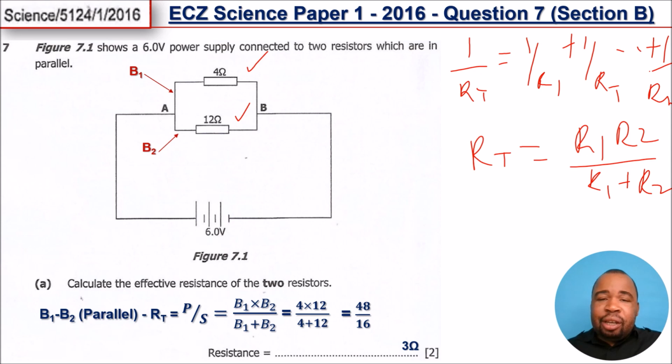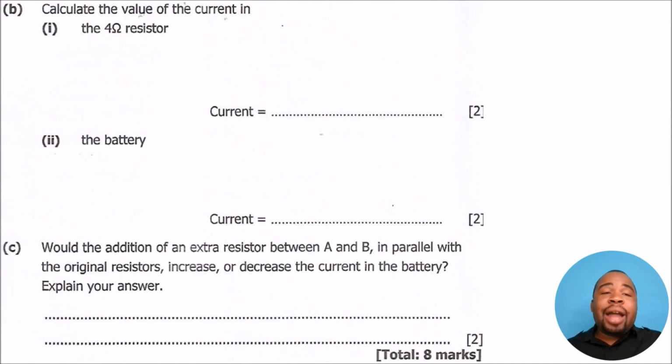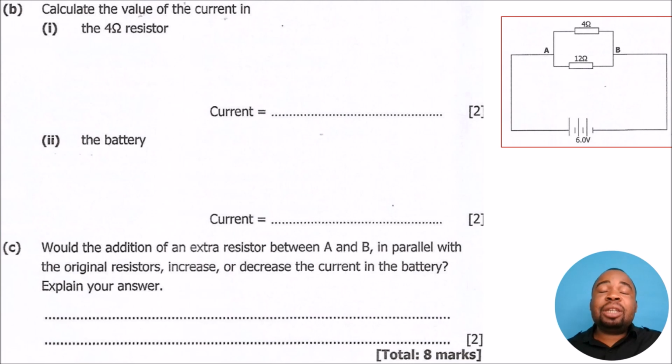Right, part B required us to calculate the value of the current in the 4 ohm resistor. So let's recall and bring back our circuit. This question is interested in the current across the 4 ohm resistor. So we want I on branch number 1. Now we go back to the simple rules.